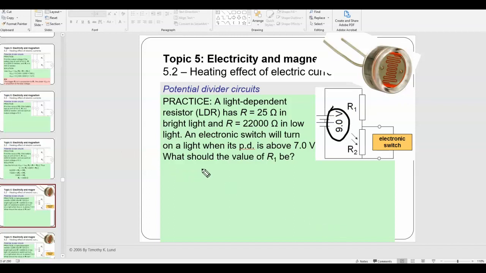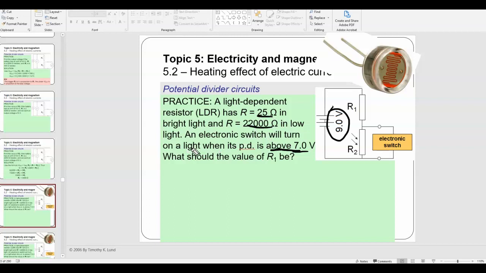Okay, so I know what Vin is. For the switch to turn on, I need Vout to be equal to or greater than 7 volts. Now, how do I know which of these two resistances to use? Well, let's think about that.